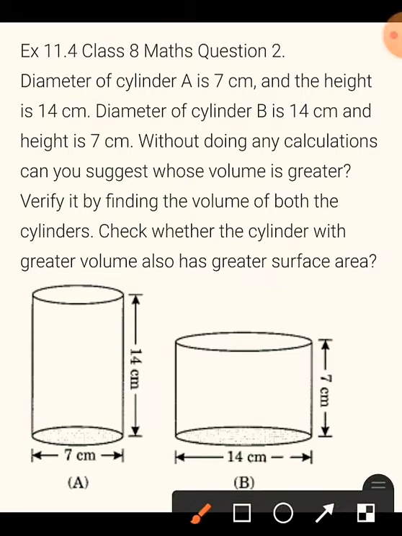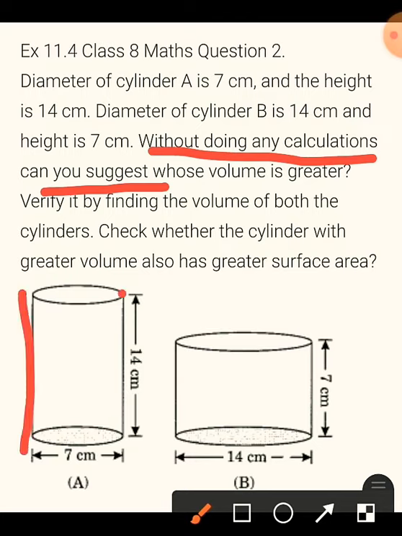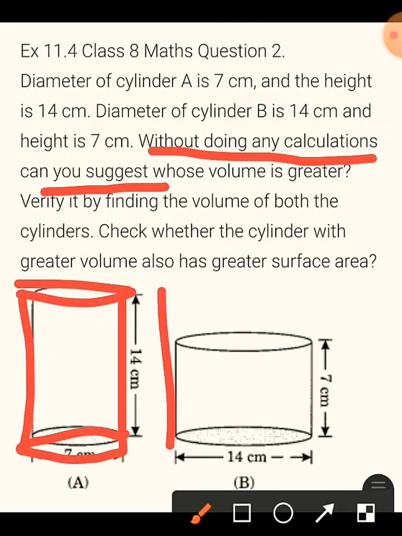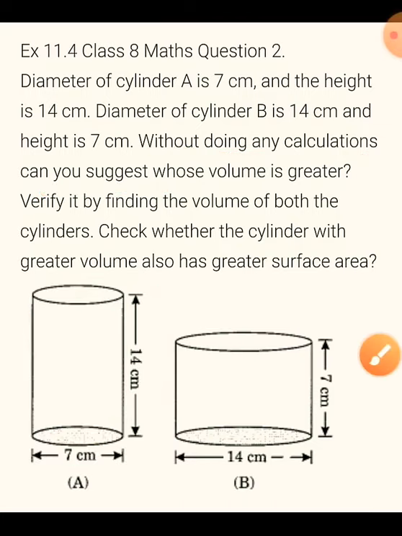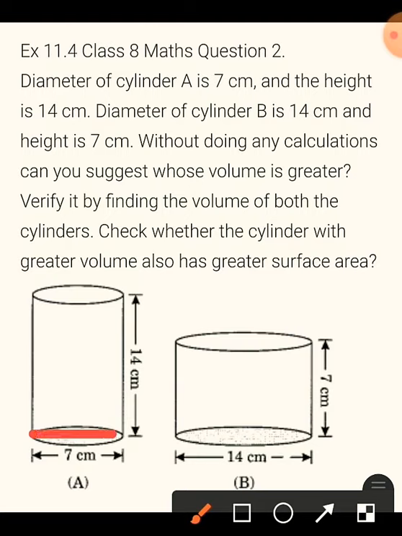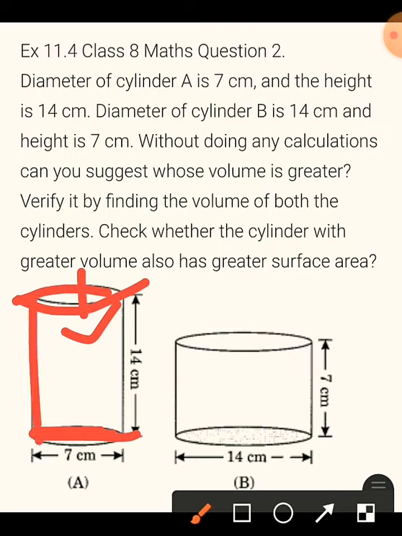First, without doing any calculation, if we guess, if we see this cylindrical vessel which is given to us, the height is 14, and the diameter here is given as 7. Sorry, the diameter is given 7, and we will calculate the radius later. If you fill it with water, if you see this circular part of this cylinder, we can fill water or any liquid inside in this much.